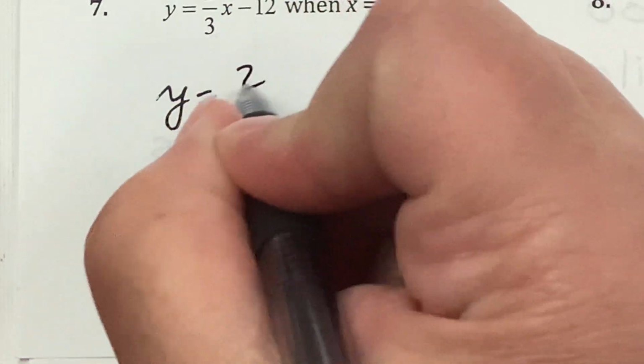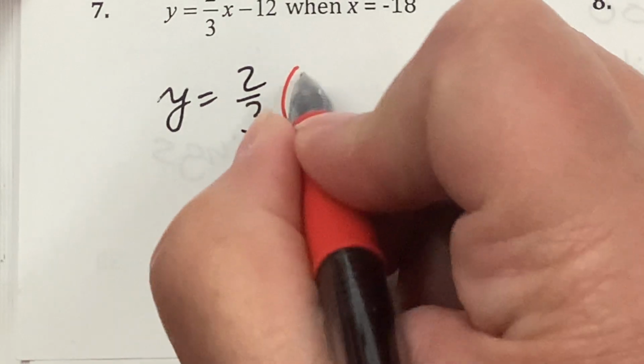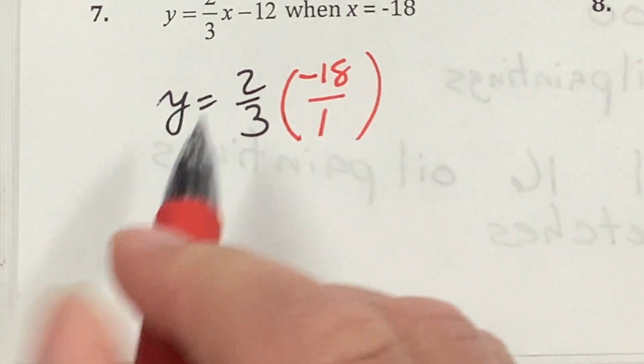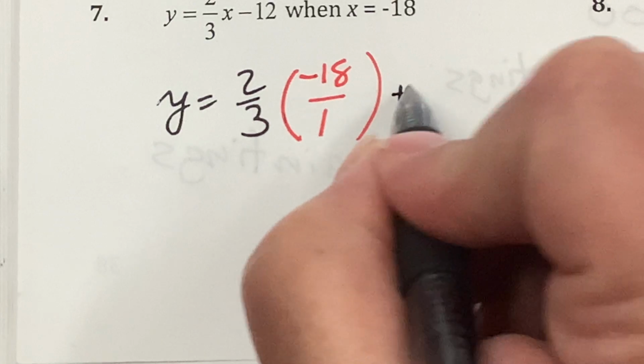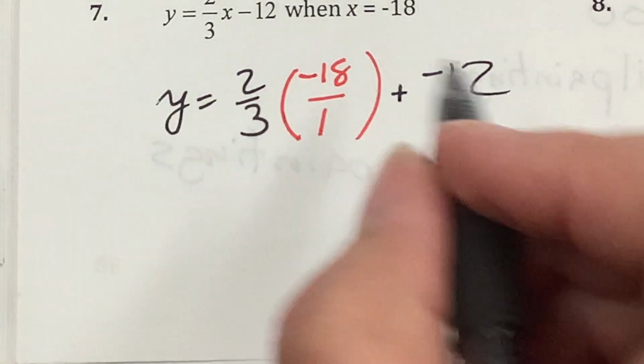Y equals 2/3 times negative 18, and I'm going to put that over 1 because when I multiply by fractions, I want to multiply a fraction times a fraction. It's easier. Plus negative 12. Yeah, there's a reason for that.